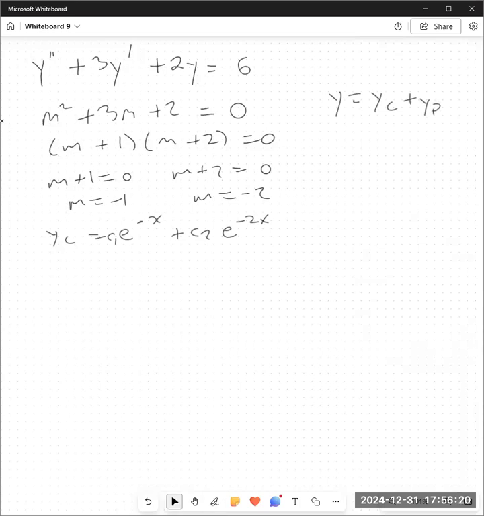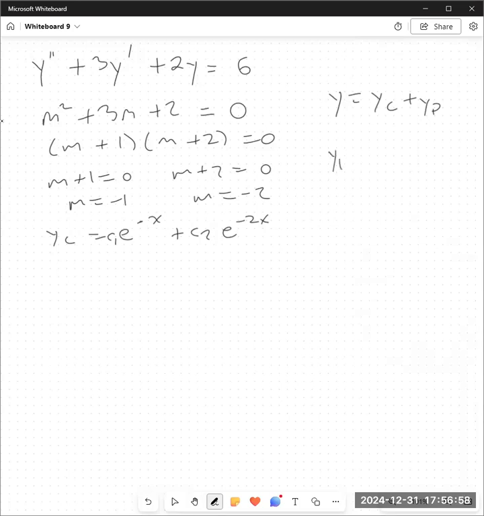I'm going to look at a choice for yp, something that I want to add to yc that's going to get me a constant. I know when I do all this, these parts are going to give me 0. So I need something that I'm going to be able to add in here to get just the 6. I think it's just going to be a constant, because when I take the derivatives of a constant, it's 0, and I'll have a constant part left over. That's what my superposition principle tells me to try.